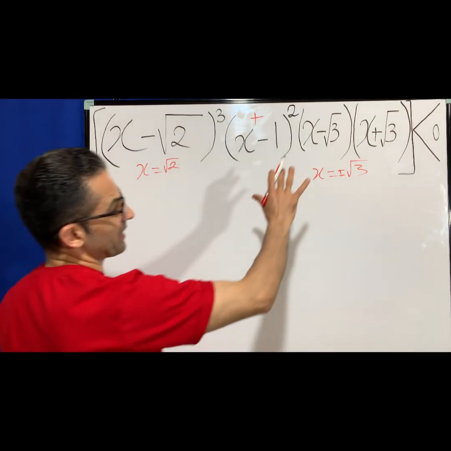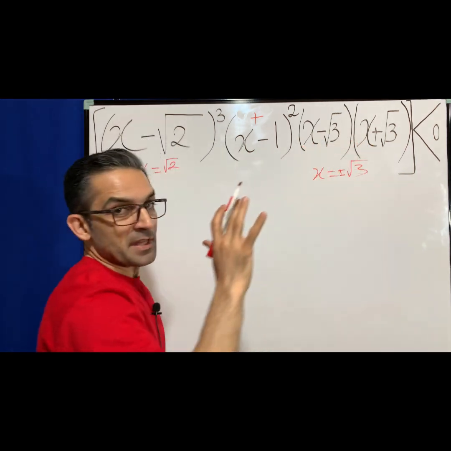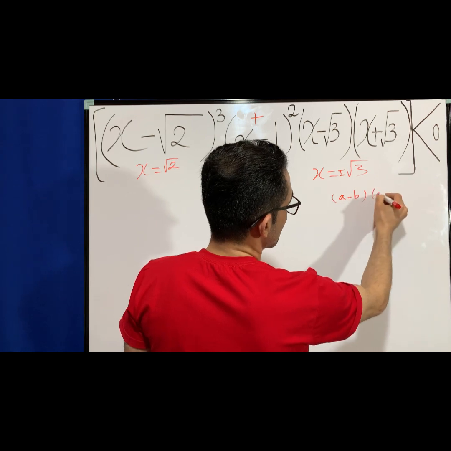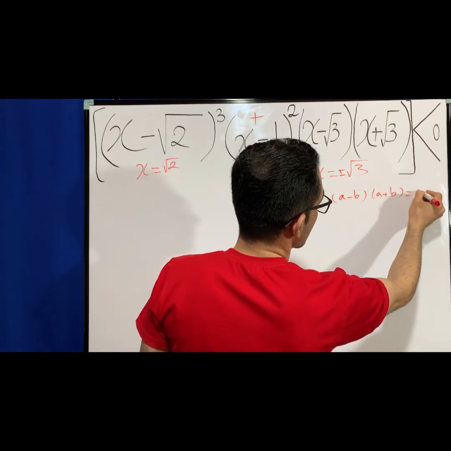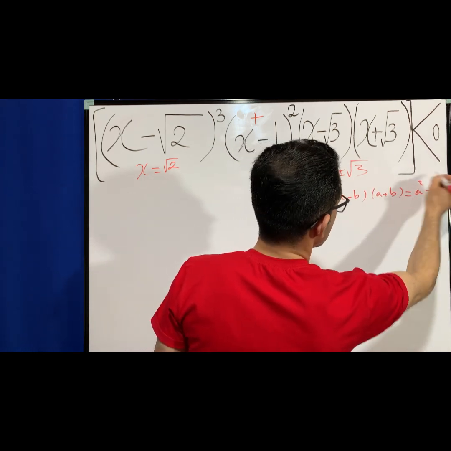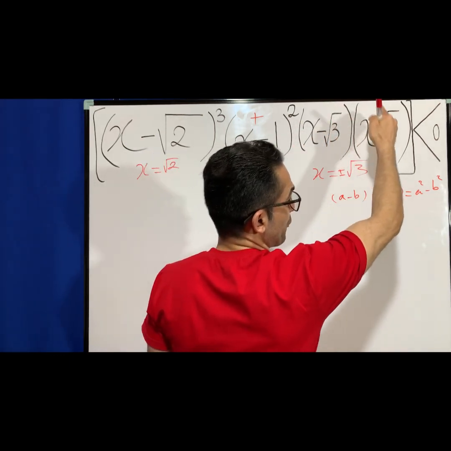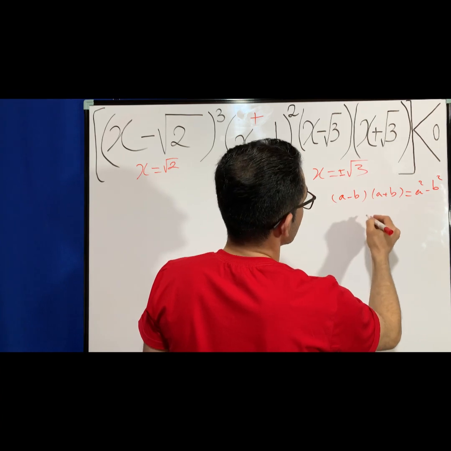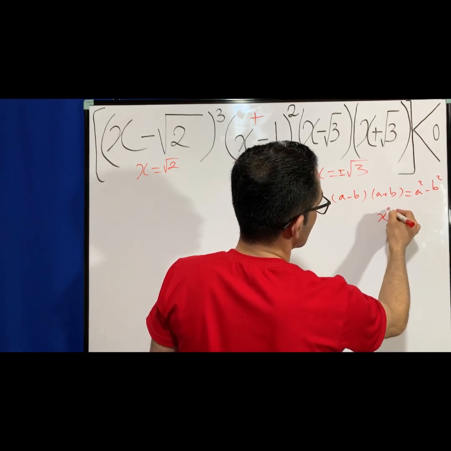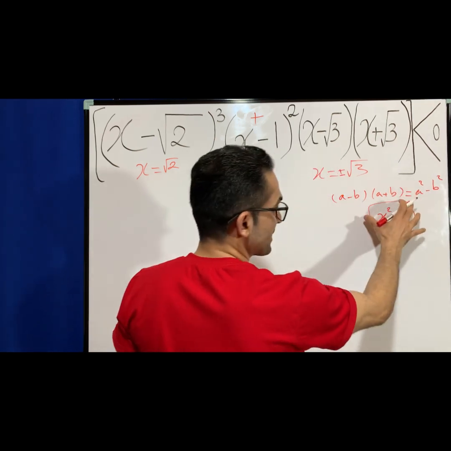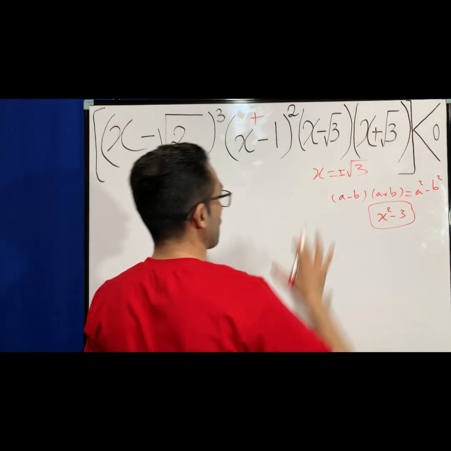And having this in mind that this is difference of squares, I mean a minus b times a plus b equals a squared minus b squared. X minus the square root of 3 times x plus the square root of 3 equals x squared minus 3. I replace this with this polynomial.